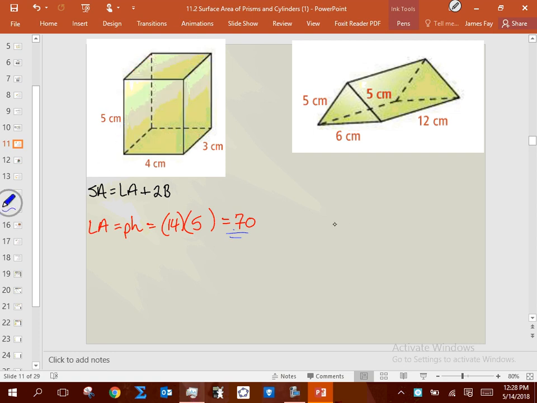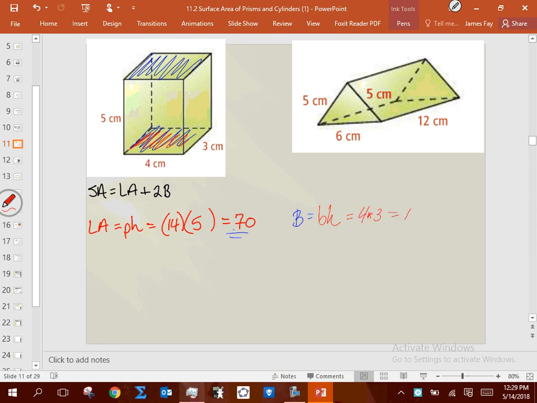Now if I found surface area, so if I allowed those to be my bases, surface area would be 70 plus 2B. So I got to find out what capital B would be. What would you consider capital B here for these being my bases? It's a rectangle, right? So it's going to be b times h. What are my b and h?